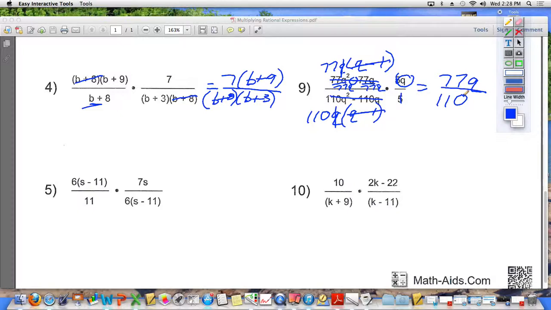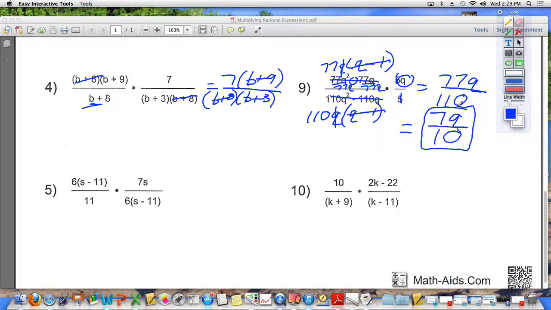All that we have left is a 77 and then that Q that was next to the 5s that we canceled out. So we have 77Q on top and 110 on the bottom. 77 divided by 110 reduces. Both 77 and 110 are divisible by 11. So you divide them each by 11, and you end up with a 7 on the top.